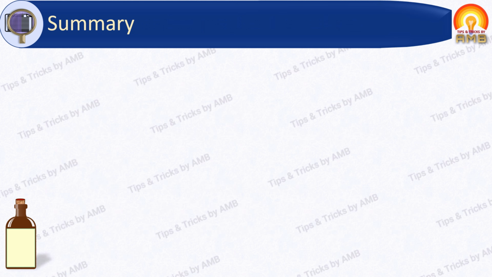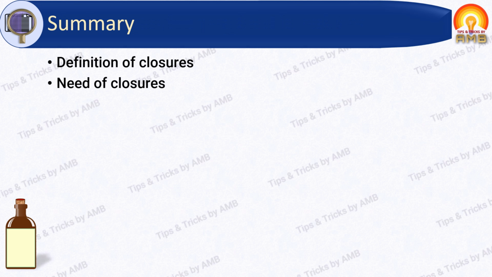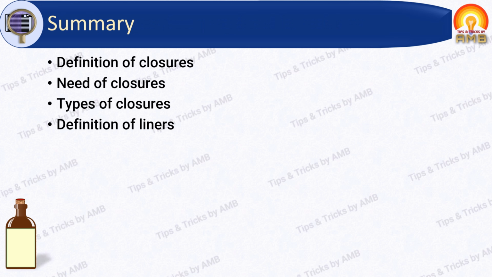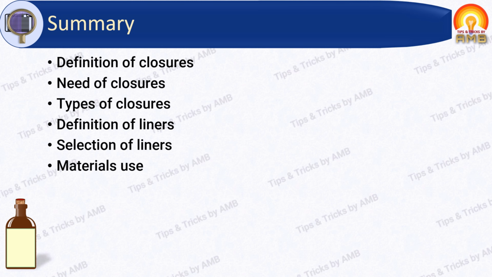In summary, what we discussed today, the definition of closures, their needs and types. Then we discussed the definition of liners, how to select the liners, and finally we discussed various materials used for closures.